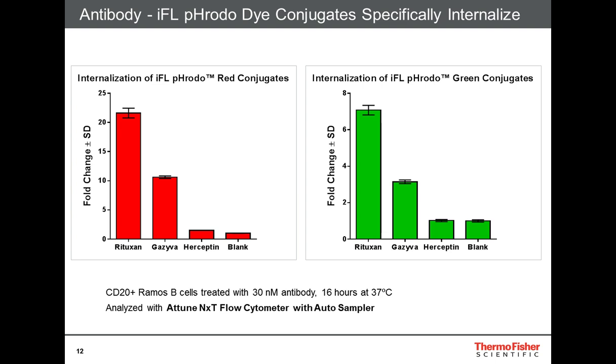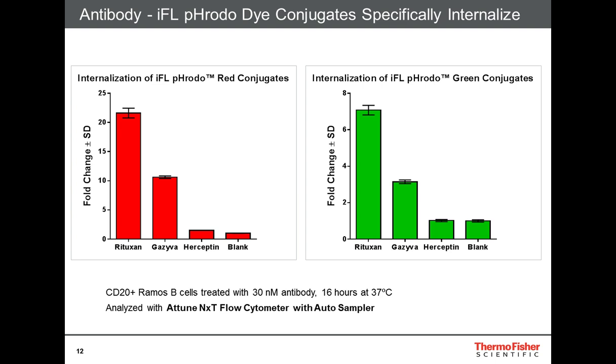And with the IFL pHrodo Green, we see a similar performance, except you can see that the background is a little bit higher with the green. So if sensitivity is the most important aspect of your experiment, we recommend the IFL pHrodo Red as being somewhat brighter, while the green is available as an option if green is an ideal color for your detection system. And so in this experiment, we analyzed our CD20 positive Ramos cells on the Attune flow cytometer.